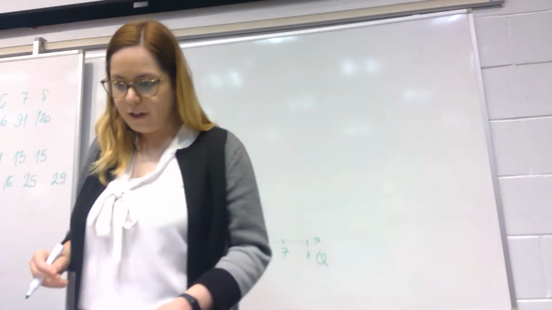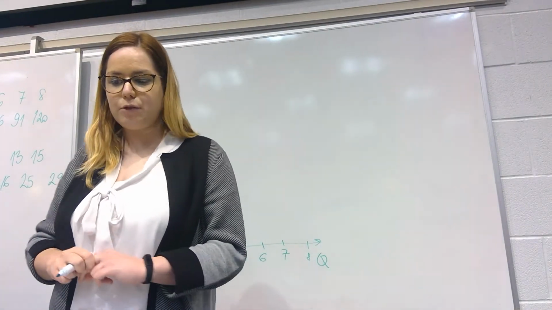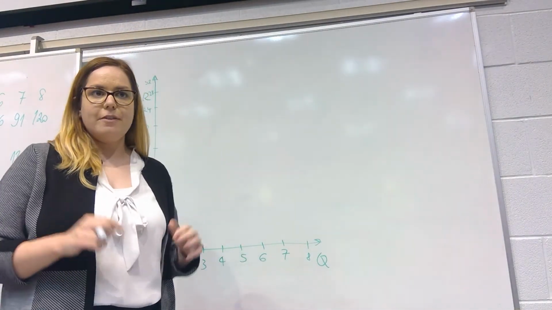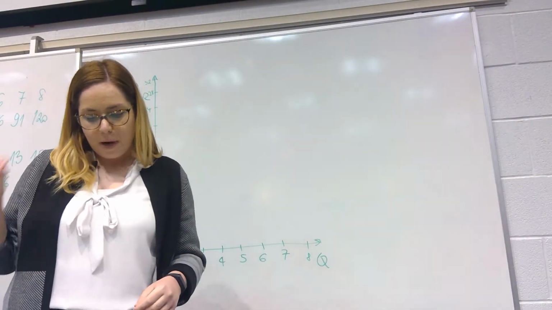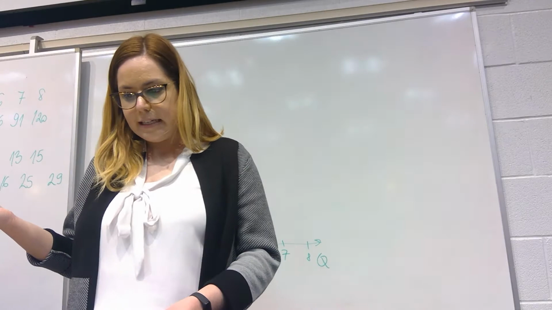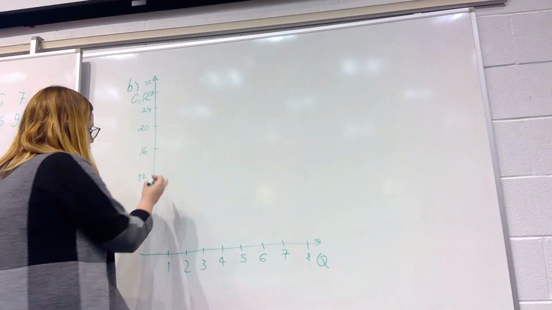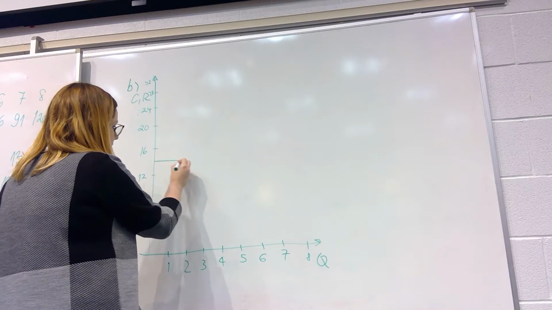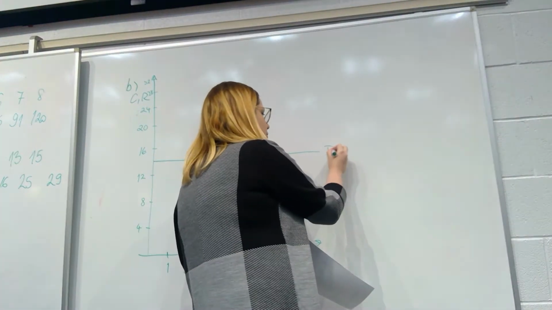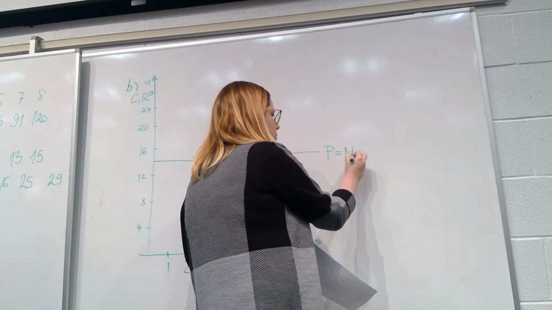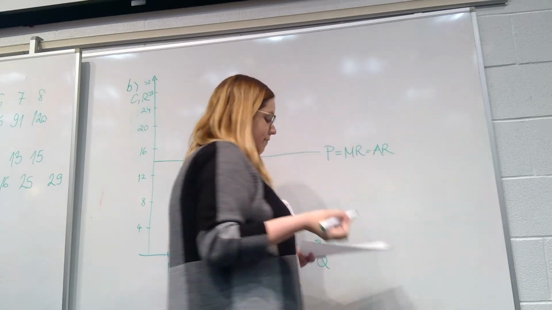First, we are given the information that the firm faces a price of £14 per unit. In perfect competition, as you learned from your lecture, price is equal to marginal revenue, which is then equal to average revenue. So since our price is 14, our average revenue and our marginal revenue are also 14. So price is equal to marginal revenue, which is equal to average revenue as well.